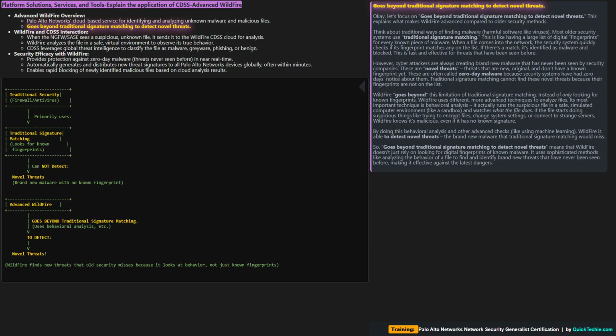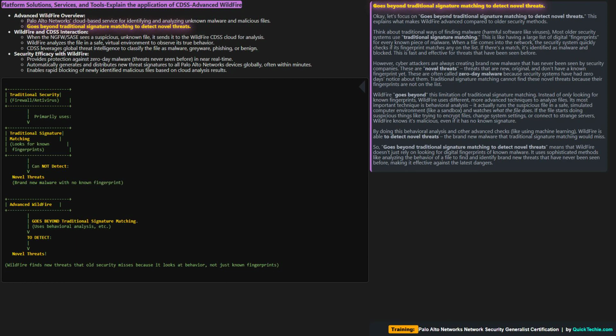This is like having a large list of digital fingerprints for every known piece of malware. When a file comes into the network, the security system quickly checks if its fingerprint matches any on the list. If there's a match, it's identified as malware and blocked. This is fast and effective for threats that have been seen before.